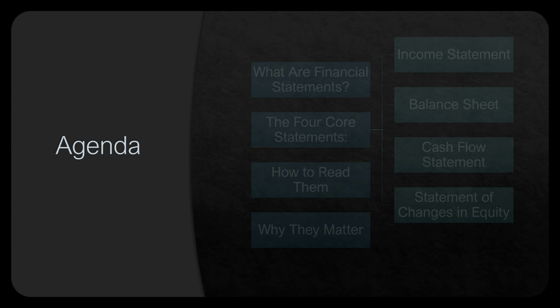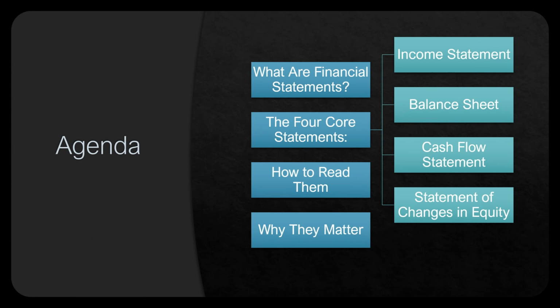So starting with our agenda for the day, this is kind of the roadmap that we're looking at. We'll start by defining what financial statements are and their purpose. Then we'll break down each of the 4 financial statements: the income statement, balance sheet, cash flow statement, and statement of changes in equity, sometimes called the statement of owner's equity. We'll learn how to read them and discuss why they are vital to your financial success or financial success in general.